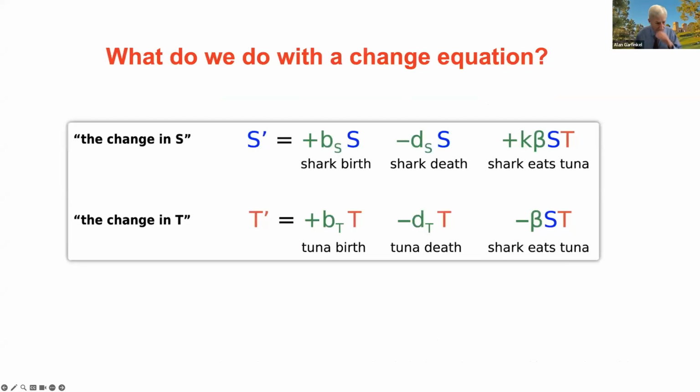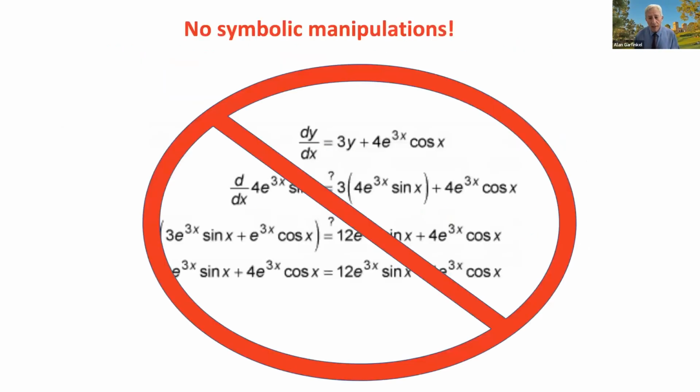Okay, that's nice. What do you do with a change equation? Here is the change equation for the shark tuna. What do you do with it? Here's what we don't do with it at all. No symbolic manipulations. No, the derivative of sine is cosine, substitution of variables, integration by parts.